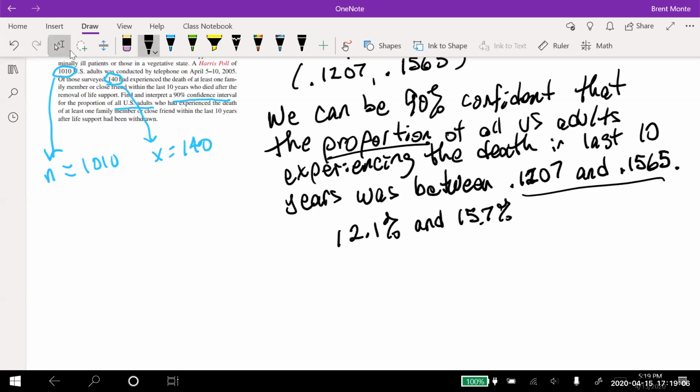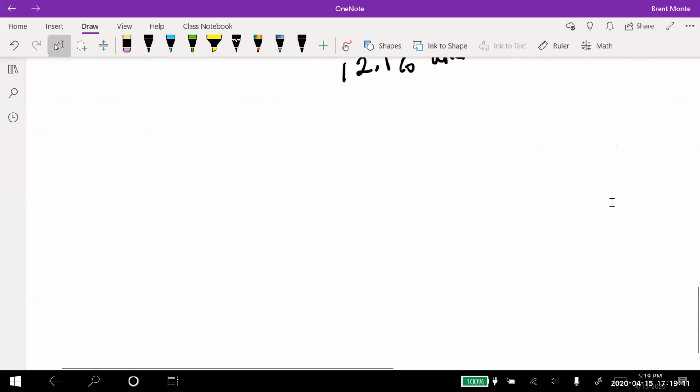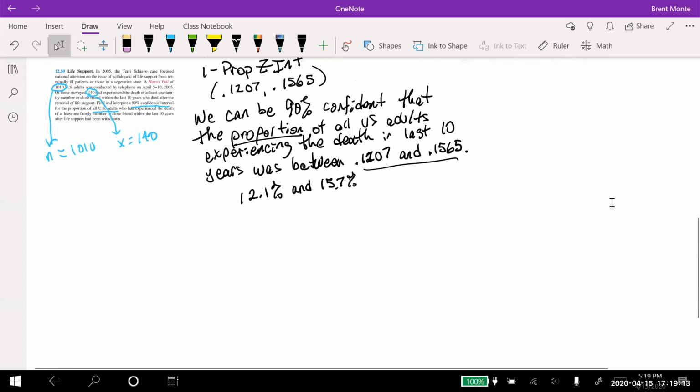Let me put another problem up here for us. So let's, I don't know why that keeps coming up. Let's move that out of the way. Well, that got awfully big quickly.